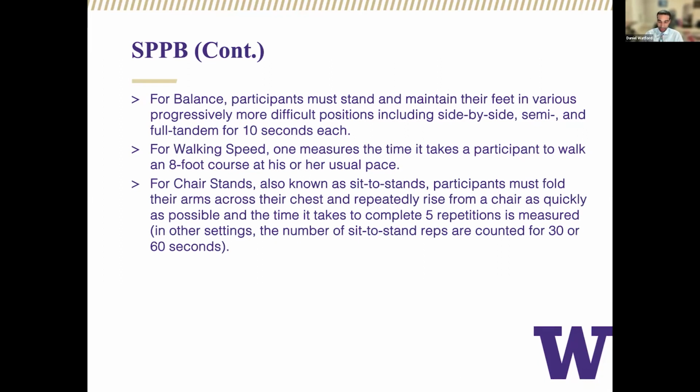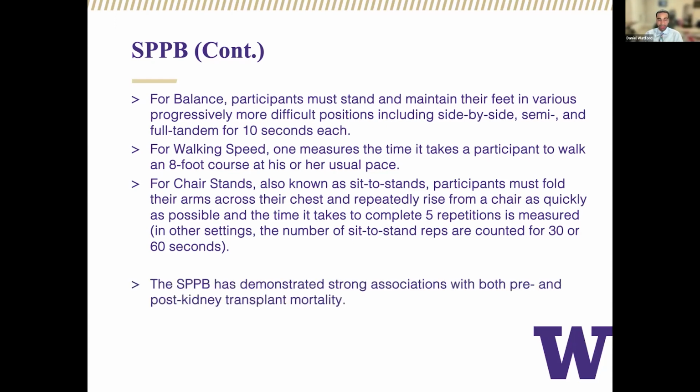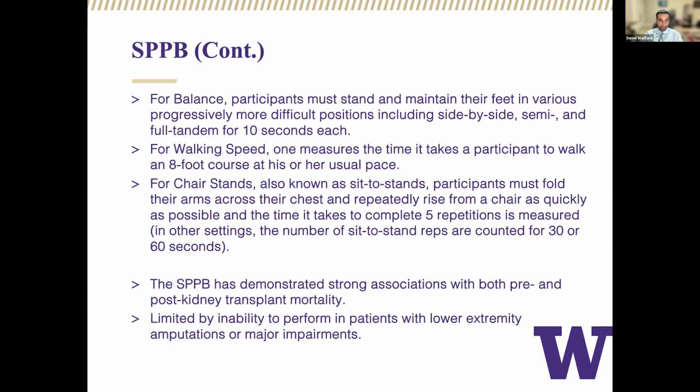The reason for crossing their arms across their chest is to prevent utilization of their upper arms and upper arm strength, because, as I mentioned earlier, it's more focused on assessing lower extremity strength, and it also has a balance component. I should also mention that the SPPB has demonstrated strong associations with both pre and post kidney transplant mortality. There is some limitation by inability to perform in patients who have particularly lower extremity amputations or major impairments in their ability to ambulate.